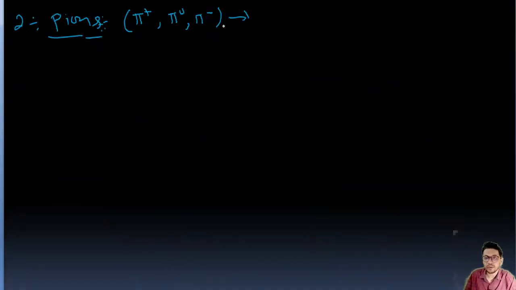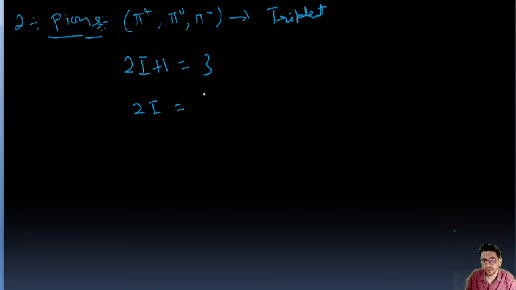So for pion, this is three particles, which is called a triplet. Now we have the formula: the multiplicity equals 2I plus 1. So 2I plus 1 is the multiplicity, and for pion it is 3, right? So 2I is going to be 2, because the 1 goes to the right-hand side, so the I value is 1.